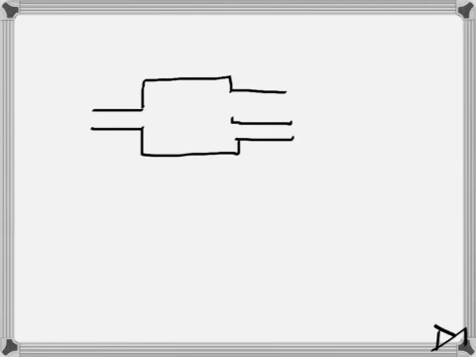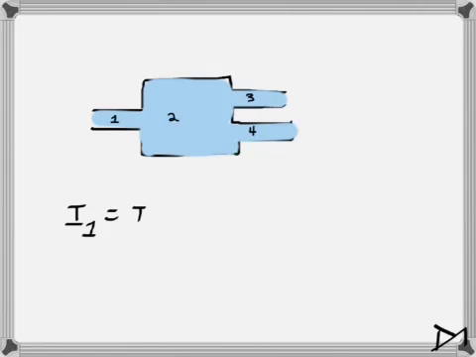Another example, hydraulics, fluid flow. Here we have a tube that splits into a wider tube, and then the fluid flows into a branching, smaller two narrow tubes. Spots 1, 2, 3, and 4 are locations in tubes 1, 2, 3, and 4.